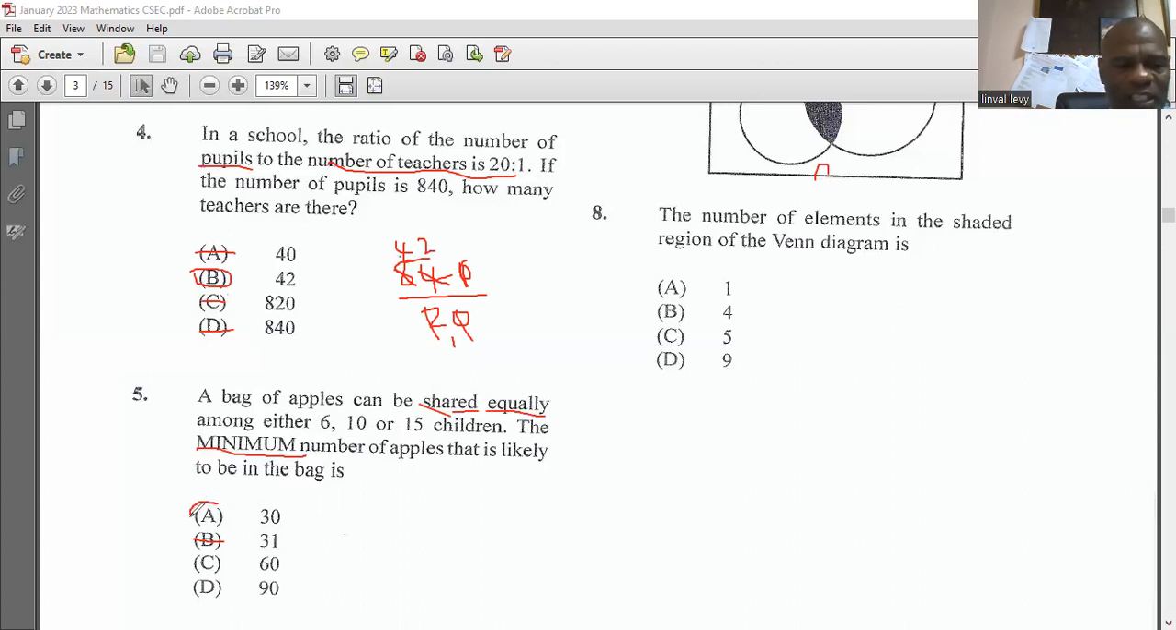So that's the smallest one. That's the least. That's the minimum. We don't have to go any further than that. All right? Now let's hop across to number 8. The number of elements in the shaded region of the Venn diagram.